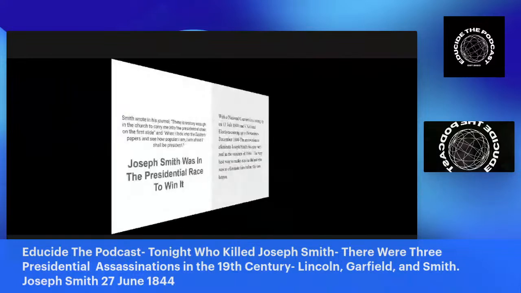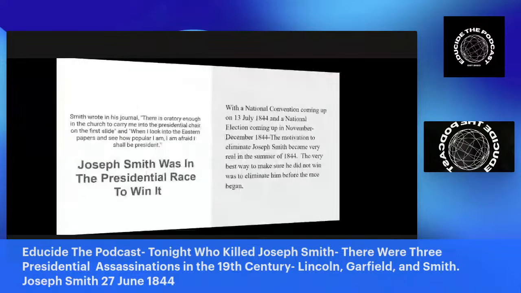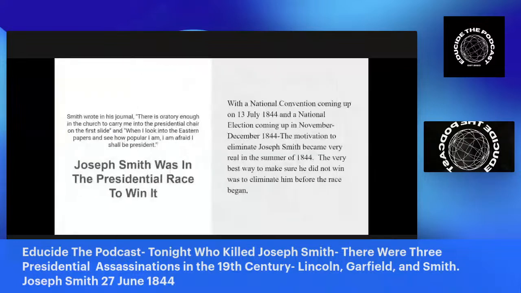Smith wrote in his journal, quote, "There is oratory enough in the church to carry me into the presidential chair the first slide. When I look into the Eastern papers and see how popular I am, I am afraid I shall be president." Joseph Smith was in the presidential race to win it.